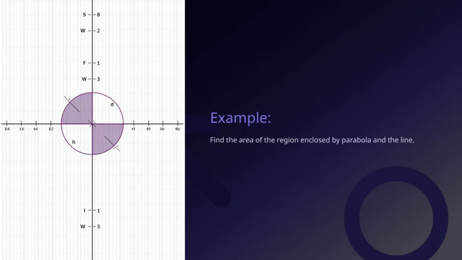All right, now let's look at how to find the area of the region enclosed by a parabola and a line. This is a common problem in calculus, where understanding the shape and the boundaries is key. First, we need to identify the points where the parabola and the line intersect, because those will be our limits of integration. Once we have those points, we can set up an integral to find the area between the two curves.